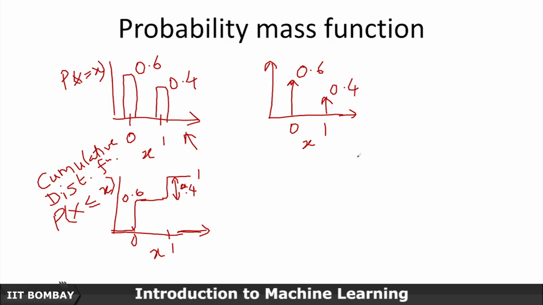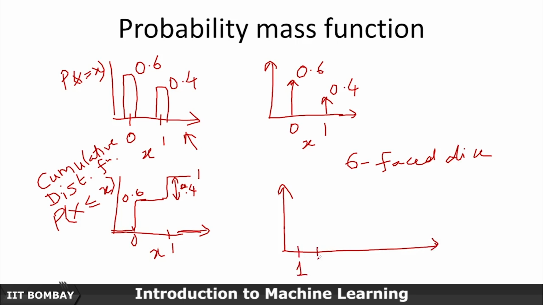Similarly, if we have a 6-faced dice, and let us say it is a fair dice, then all the values from 1 to 6 are equally likely. Its probability mass function is going to look like this. So, let us say I now map the numbers directly to 1, 2, 3, 4, 5 and 6. Then I will have this rising up to 1 by 6, 1 by 6, 1 by 6, 1 by 6 and 1 by 6.